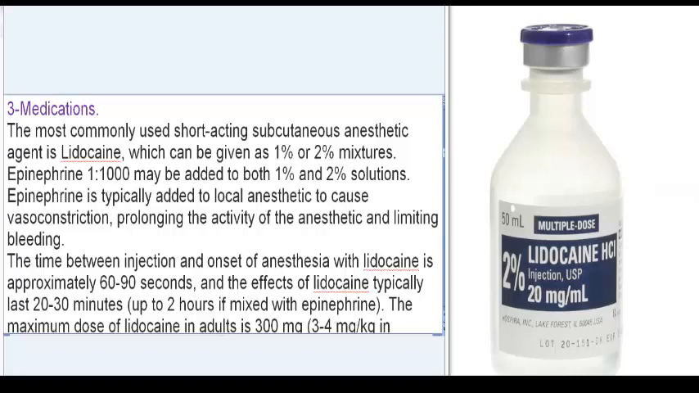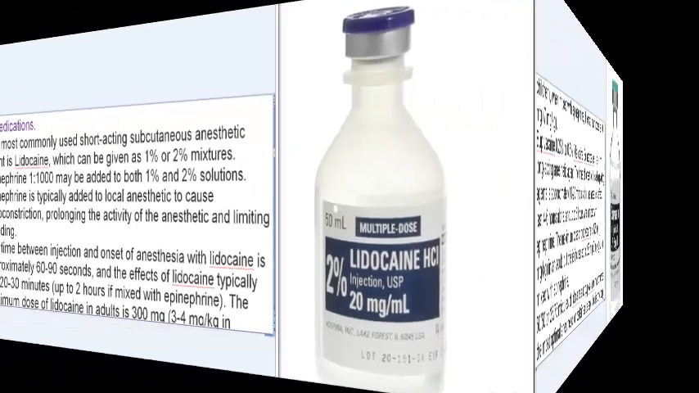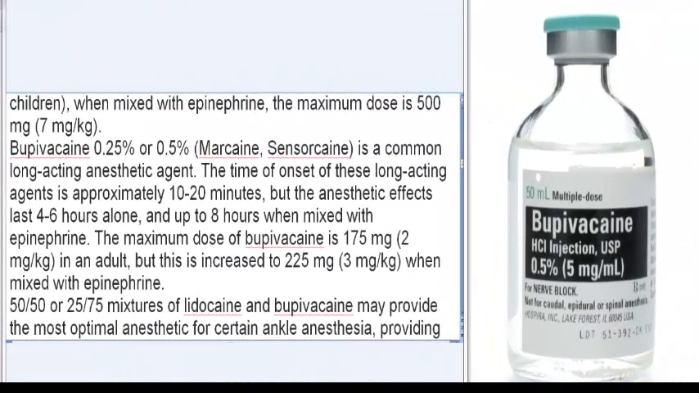The maximum dose of lidocaine in adults is 300 mg, 3-4 mg/kg in children. When mixed with epinephrine, the maximum dose is 500 mg, 7 mg per kilogram. Bupivacaine 0.25% or 0.5%, Marcaine, Sensorcaine, is a common long-acting anesthetic agent. The time of onset of these long-acting agents is approximately 10 to 20 minutes, but the anesthetic effects last 4 to 6 hours alone, and up to 8 hours when mixed with epinephrine.